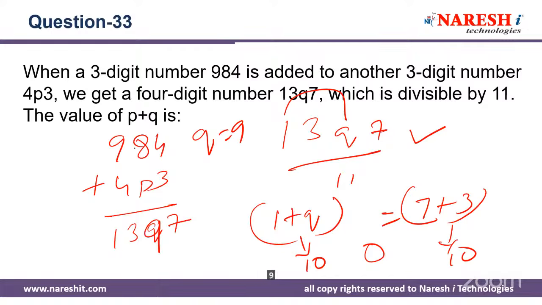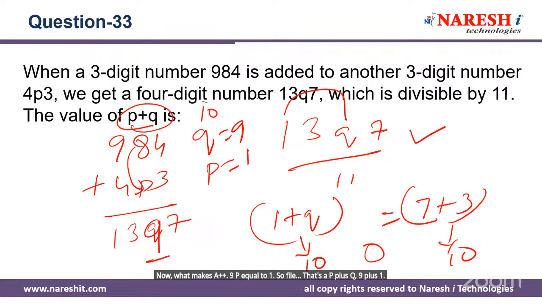Now add it. What makes 8 plus P 9? P equal to 1. So final answer P plus Q, 9 plus 1, 10. Am I clear, guys? Understood? Including the rule number 11 also I told you.